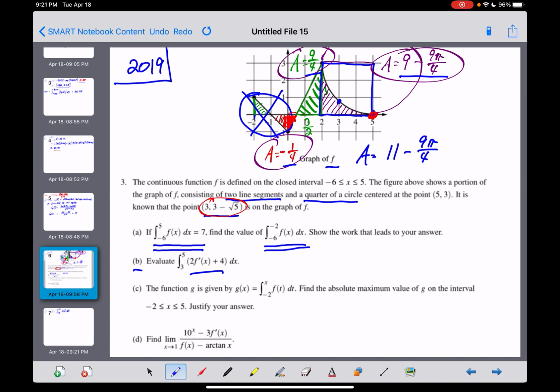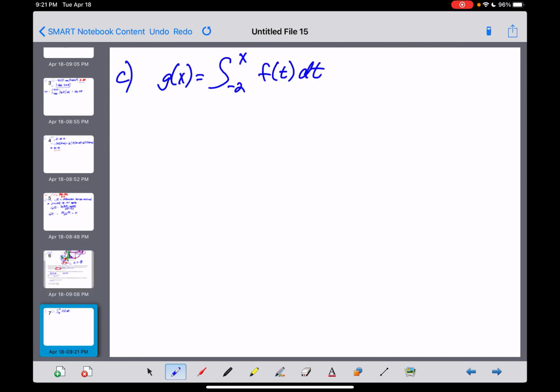Find the absolute minimum value of g on the interval from negative 2 to 5. So let's remember, guys, where can an absolute minimum occur? It can occur at endpoints and critical points. So we're going to have to check negative 2 and 5. Those are our endpoints, but our critical points come when our derivative is equal to 0. So we're going to need g prime of x. And a derivative of a definite integral with a lower limit that's a constant and an upper limit that's a variable is the Fundamental Theorem of Calculus part 2. This just becomes f of x.